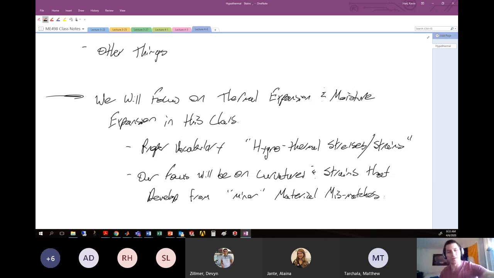Minor ones would be ones that just give curvature like this, yet generally keep the laminate intact. Major ones would be stresses so severe that they're causing cracks, they're causing fracture, all these sorts of nasty things. Okay, that's a little bit outside of our scope.